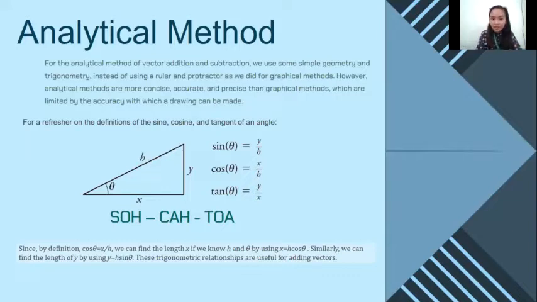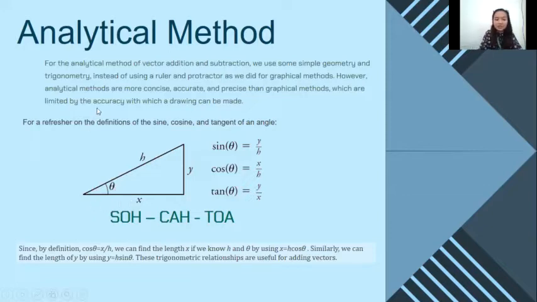For a refresher on the definition of the sine, cosine, and tangent of an angle, we have here your right triangle. Here we can apply the trigonometric functions, which is SOHCAHTOA. Sine is opposite over hypotenuse, cosine is adjacent over hypotenuse, tangent is opposite over adjacent. In this case, we used x, y, and h. Your h is the hypotenuse, x is the adjacent, y is the opposite side, and your angle is represented by theta.